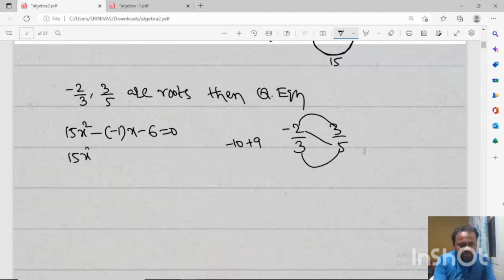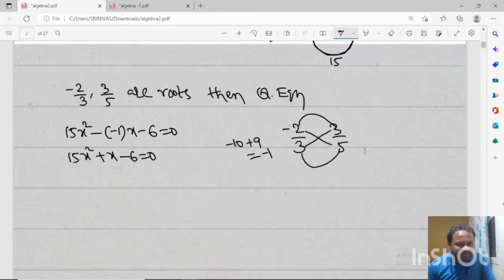So 15x square plus x, 6x minus 6 is equal to 0. So first from these two, 15, and last one minus 6. 5 twos are 10, minus 10 plus 3 threes are 9, so its value will be minus 1. So the answer will be 15x square minus x minus 6 is equal to 0.